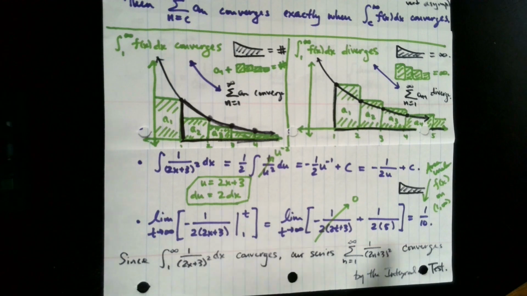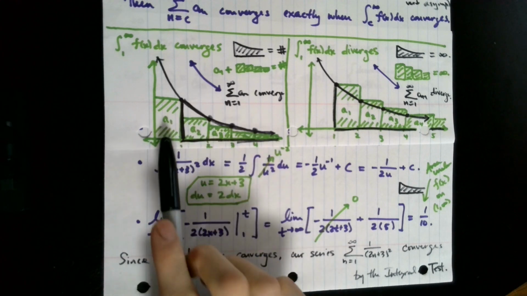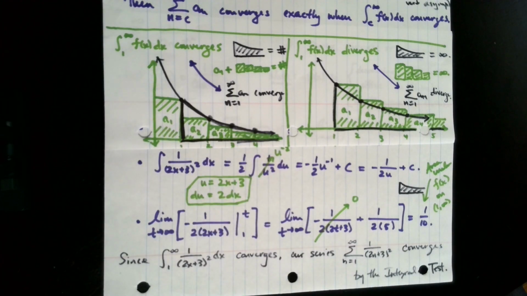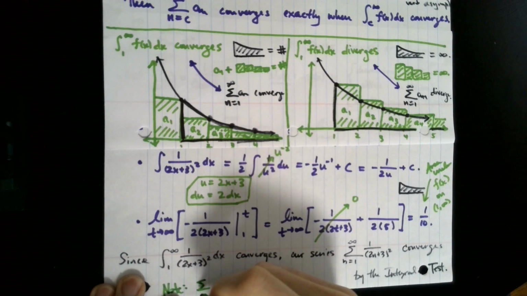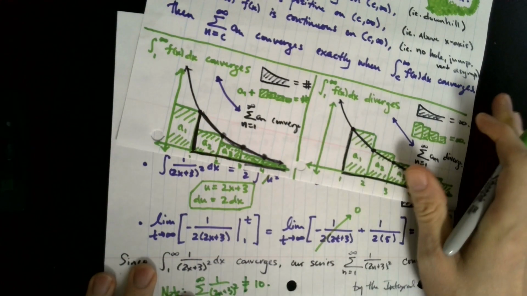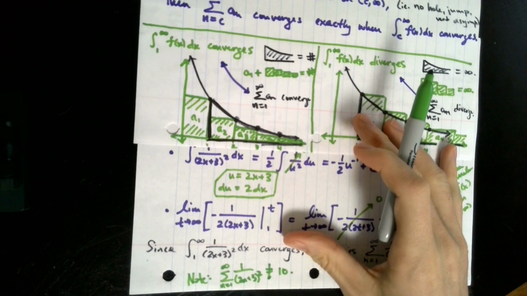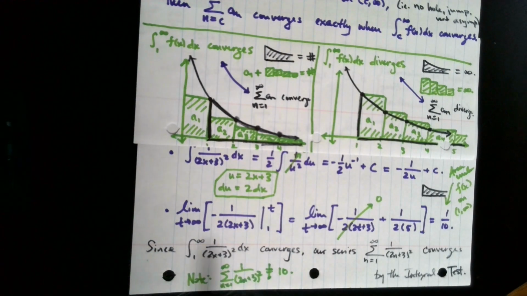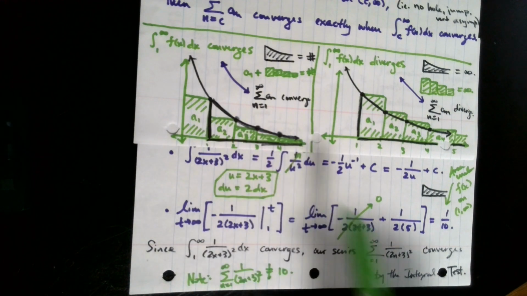Now, does the fact that the area under the function is 1/10 tell you that the area of all the bars of the graph added together is 1/10? No, it doesn't. So the one thing I want to make a note of here, just so that we're all on the same page, is note the sum n equals 1 to infinity of 1 over the quantity 2n plus 3 squared does not equal 1/10. Let me get that up on the page so that you can see that. We are not saying that the sum of the areas of all of the bars in the bar graph equals 1/10. No, the fact that the integral evaluated to 1/10 means that the area under the function is 1/10.